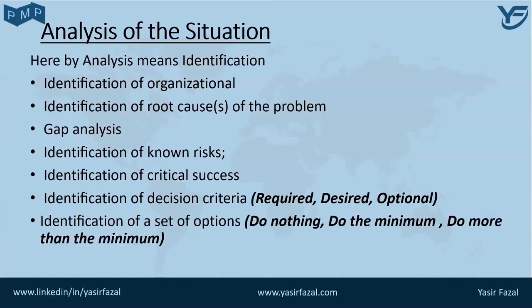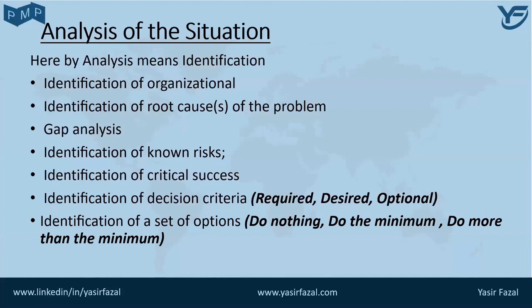Then the last one is identification of a set of options to be considered for addressing the business problem or opportunity. Options are alternative courses of action that may be taken by the organization. Options may also be described as business scenarios. For example, a business case could present the following three points: do nothing, do the minimum, or do more than minimum. Let us discuss one by one.